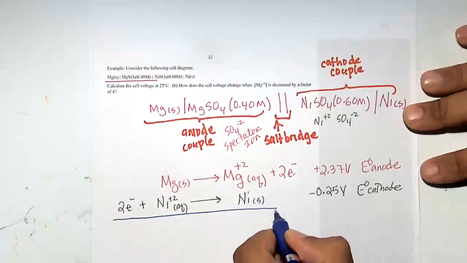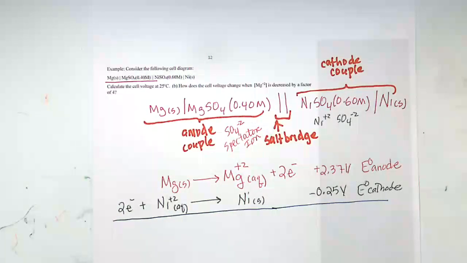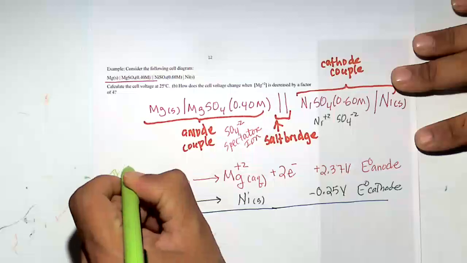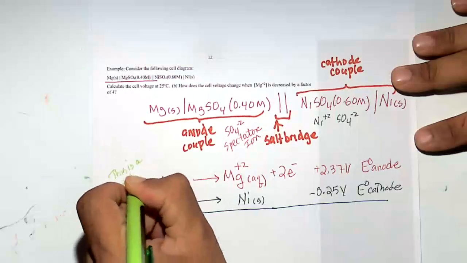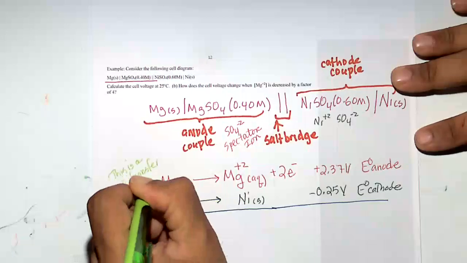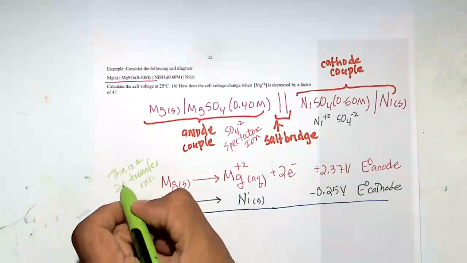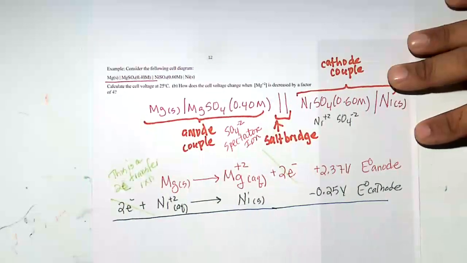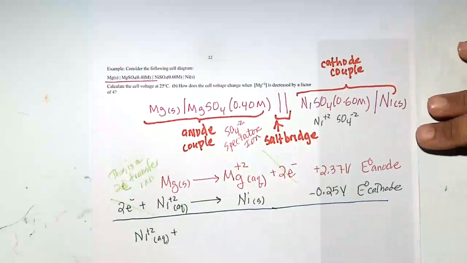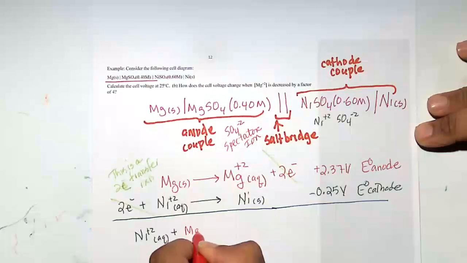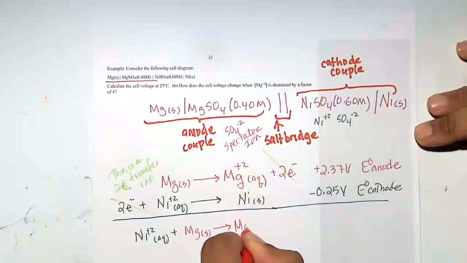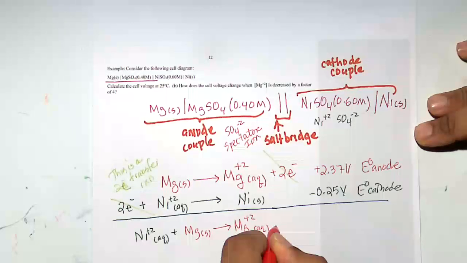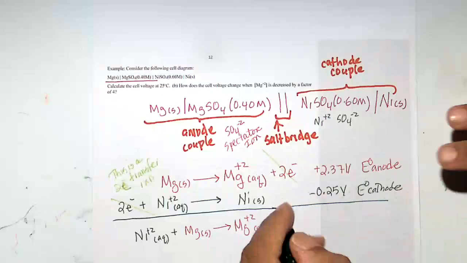How many electrons are being transferred in this reaction? This is a 2. Very good. Thank you. This is a 2 electron transfer reaction. So 2e minus cancels, and we're left with nickel plus 2 aqueous plus magnesium solid goes to Mg plus 2 aqueous plus nickel solid.